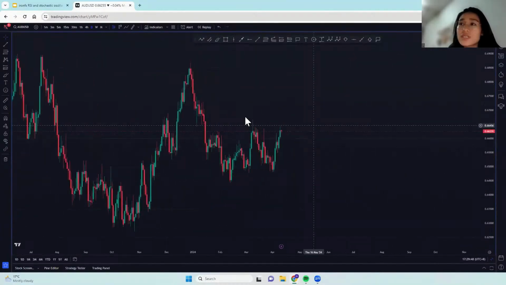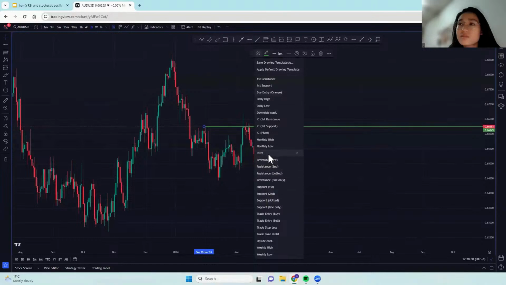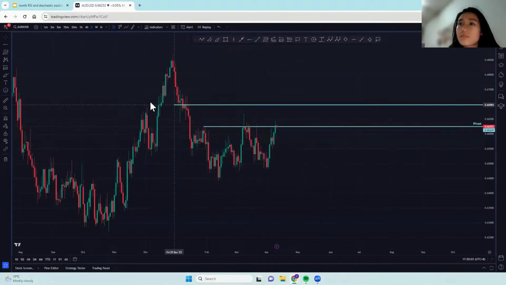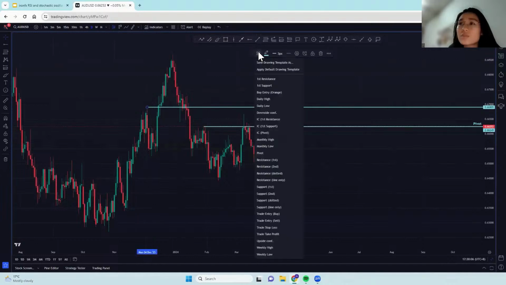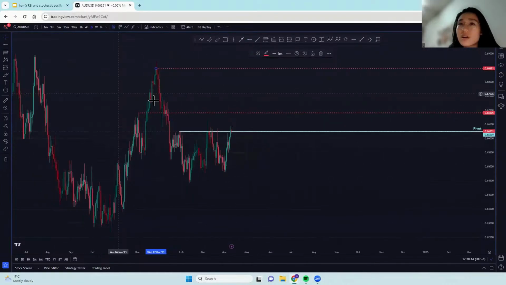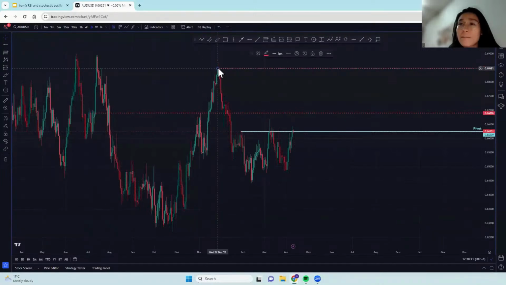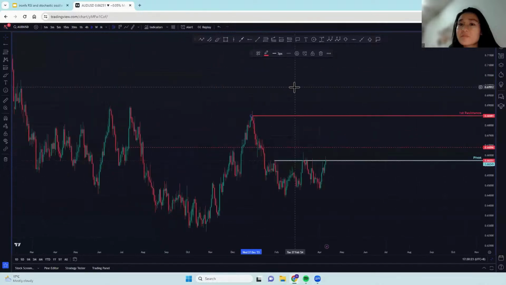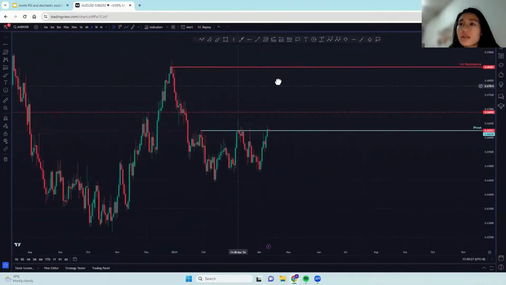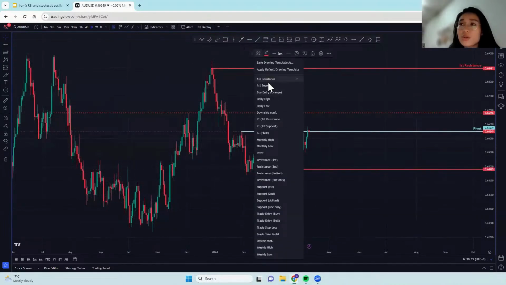Okay, so firstly, I'm gonna place my pivot over here. Okay, I'm gonna label this as an intermediate resistance. Okay, and then my first resistance, I'm just gonna place it up here. Okay, and then for my first support, I'm gonna place it at this double swing low.